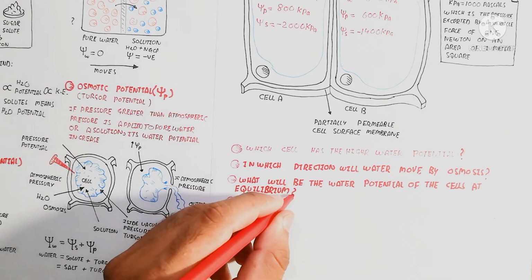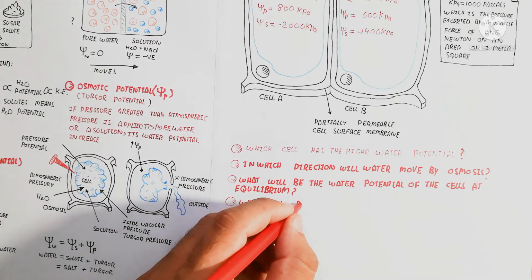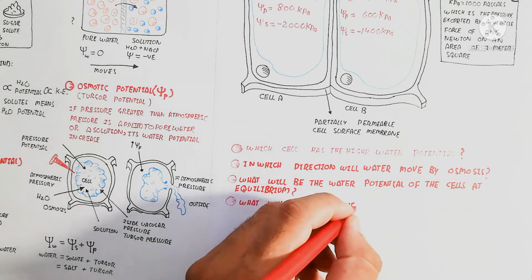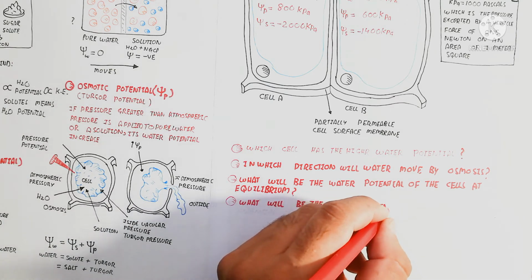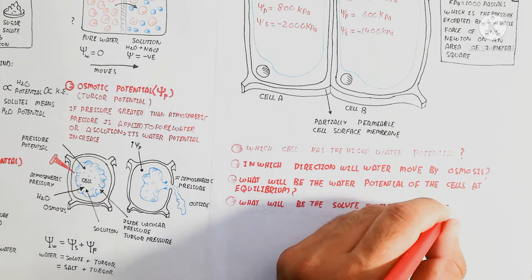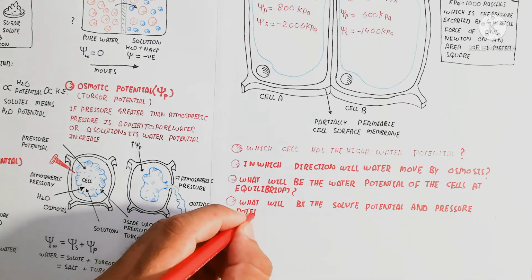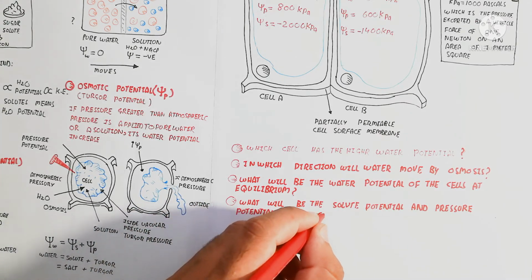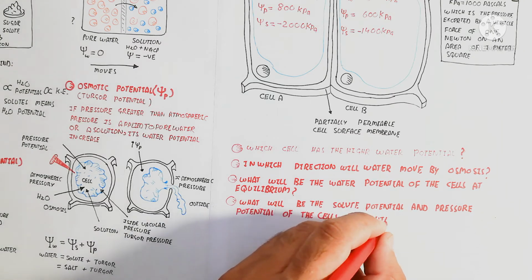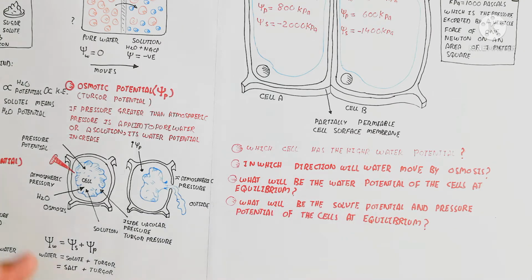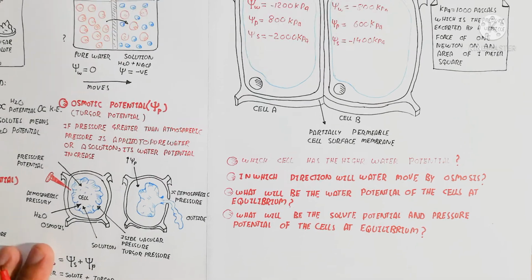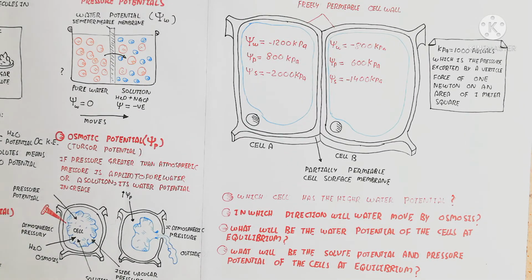Equilibrium means that when the cell water potentials are equal, it will be at equilibrium. So what will happen? Let's begin to understand. Cell A contains a negative 1200 kilopascal water potential. It is higher than the water potential in B because it is less negative. Less negative means more water potential. So water will move from cell B to cell A.